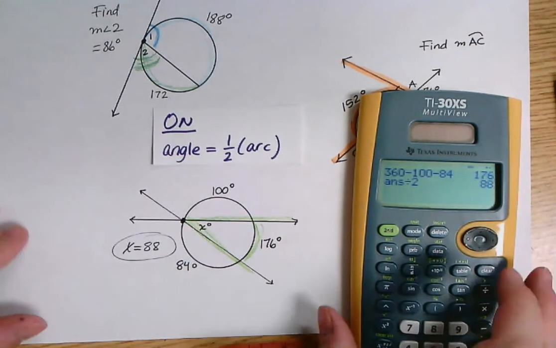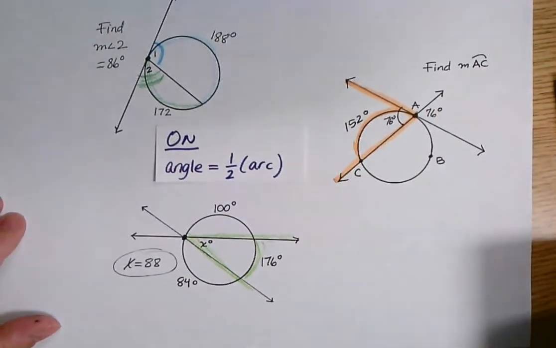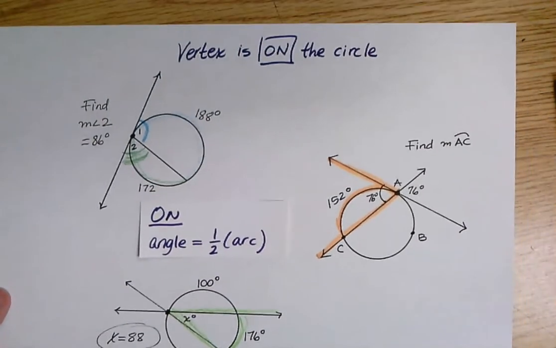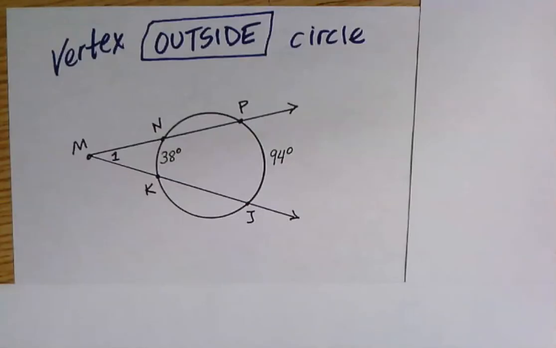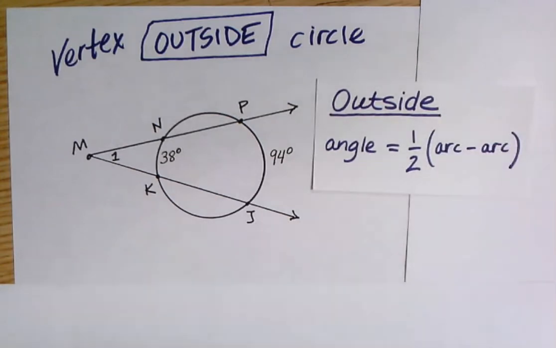All right, so those are my examples for when the vertex of my angle is on the circle. Let's next look at what happens when it's outside the circle. When the vertex is outside the circle, our rule was that the angle measure is half the difference between the two arc measures. Well, the question then becomes, what two arc measures? This is the first time we've had two intercepted arcs.